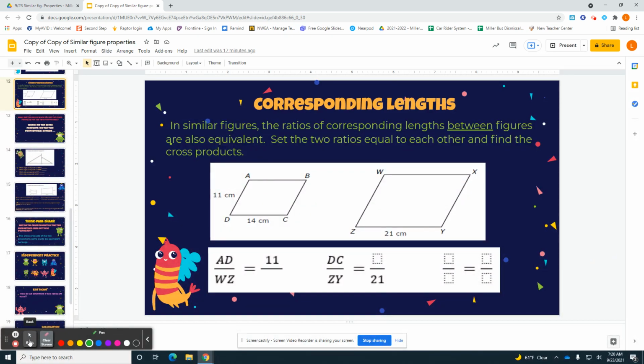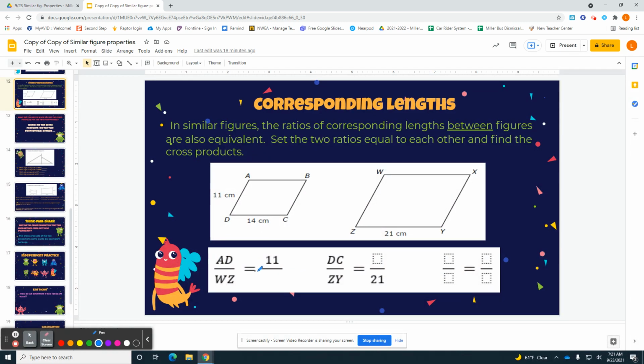Oh, that pink line keeps popping up. Oh, okay. Between figures are also equivalent. Set the two ratios equal to each other and find the cross product. So again, it's showing you the same thing again. So here we have 11 times 14. And then, oh, sorry, I did that wrong. I was supposed to erase.